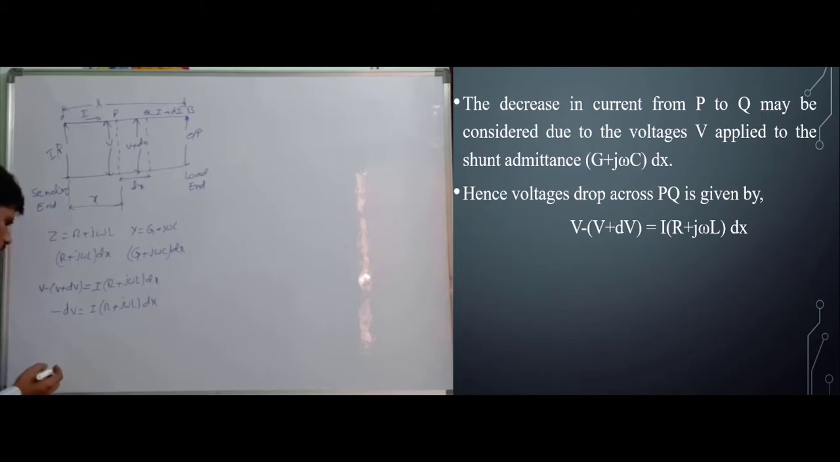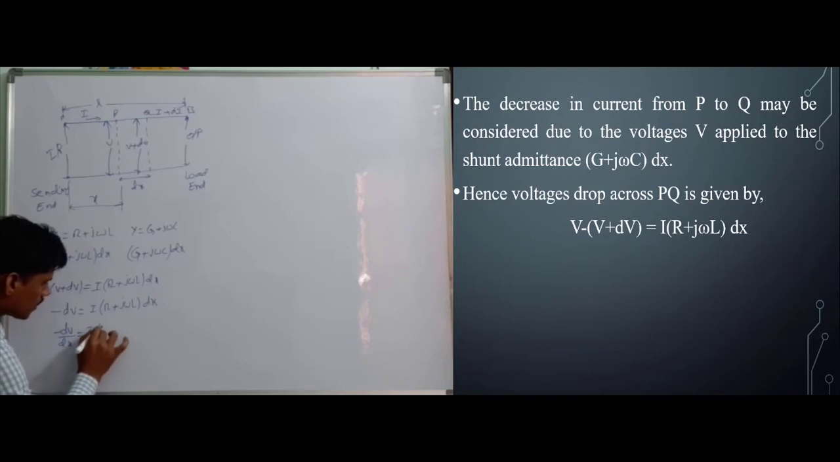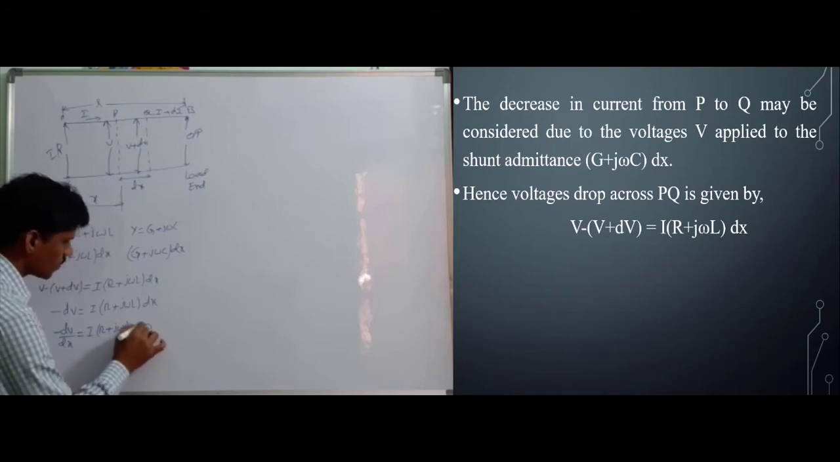So dx is coming to the LHS side. We have minus dV by dx is equal to I into (R plus j omega L). This is considered as equation 1.